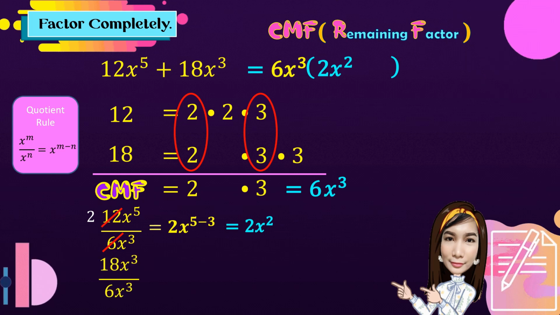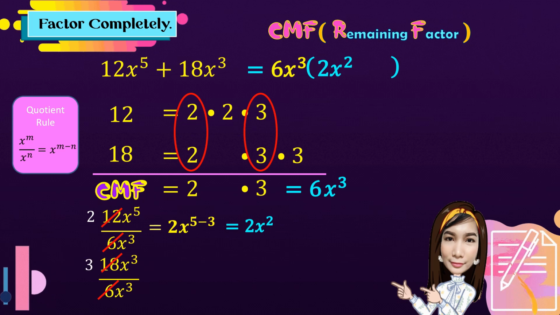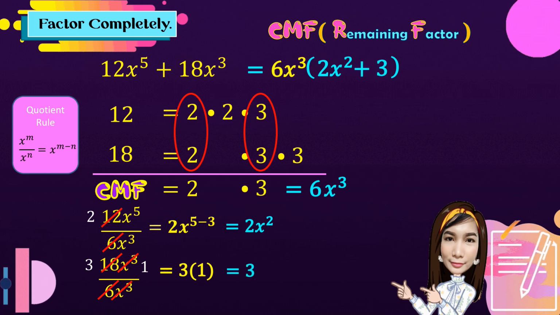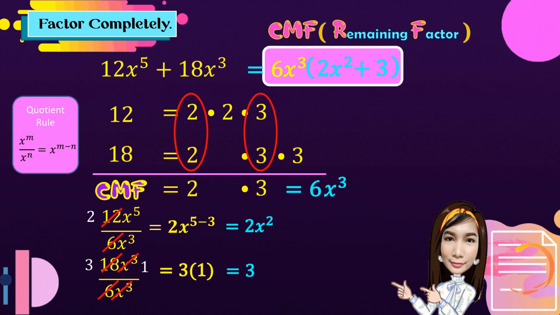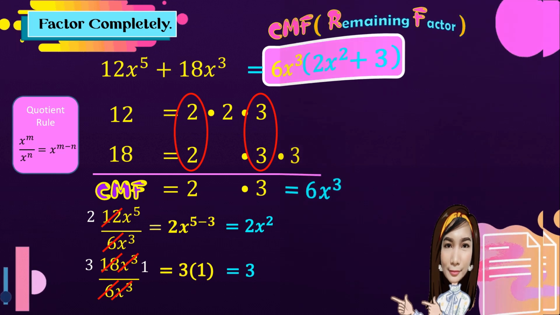Next, we have the second term. 18 divided by 6, we have 3. Then x cubed divided by x cubed, we have 1. So 3 minus 3, that is equal to 0. And any number or variable raised to 0 is equal to 1. So we have 3 times 1. And the answer is 3. And that will be your second term. So we have the factored form, 6x cubed times the quantity of 2x squared plus 3.